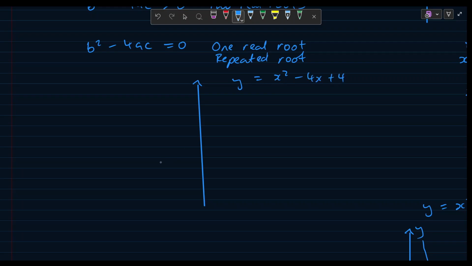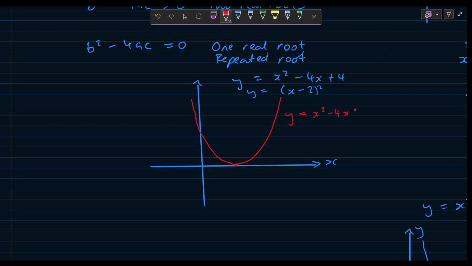Alright. This here is our x-axis. Our turning point, if we complete the square here, this is going to be x minus 2 squared minus 4 plus 4, so just x minus 2 squared. Our turning point would be at 2, 0. So it would be at this point here. And we've got our parabola like that. This is our graph of y is equal to x squared minus 4x plus 4.